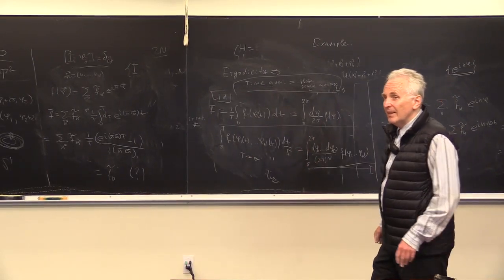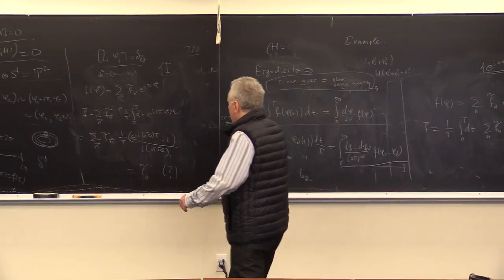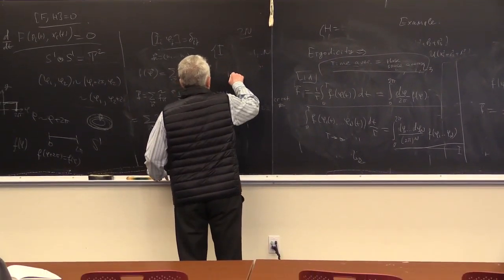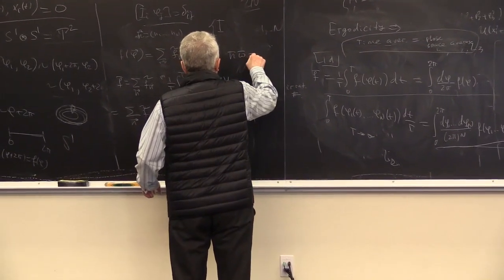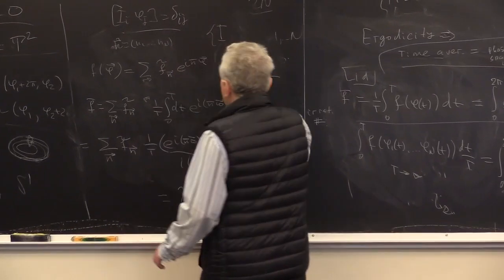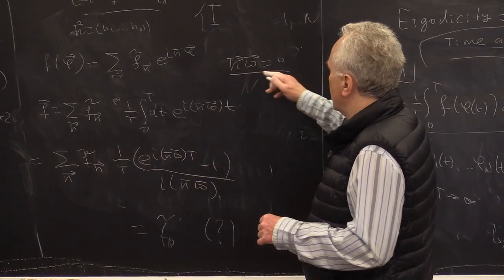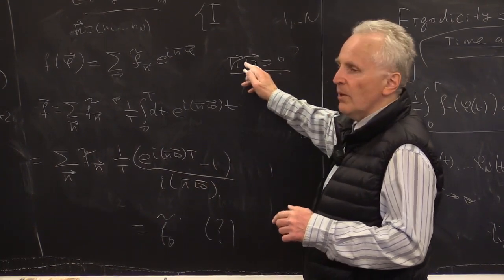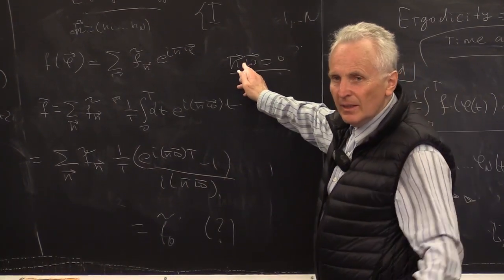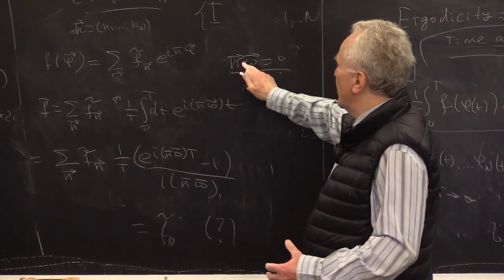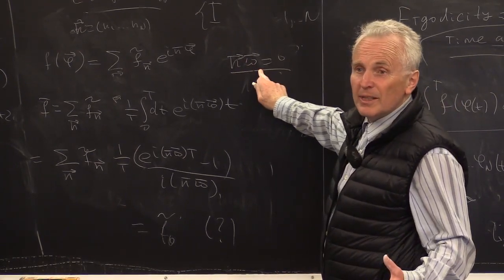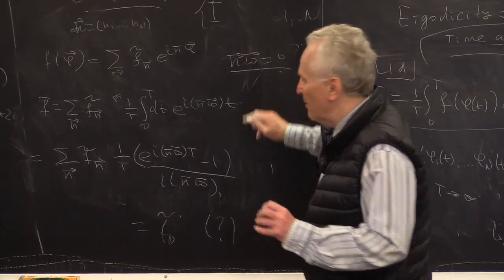Yeah, go ahead. And then n omega is zero? Yes. You see that then if n omega is 0, we have to account for this contribution. But if the ratio of frequencies is irrational, then it will never be 0 except for n equals 0. Okay?